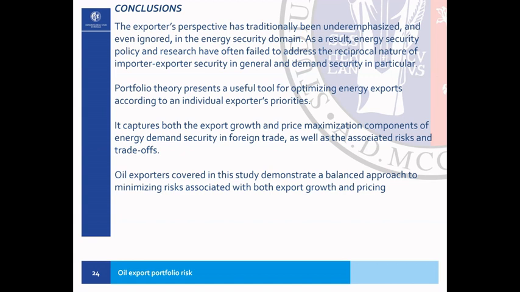So we try to essentially demonstrate that a balanced approach to minimize risk was actually undertaken by these oil exporters. That's the information we extract from this preliminary analysis. And this is what we essentially propose to you for your consideration as a conclusion of our study. Thank you very much.